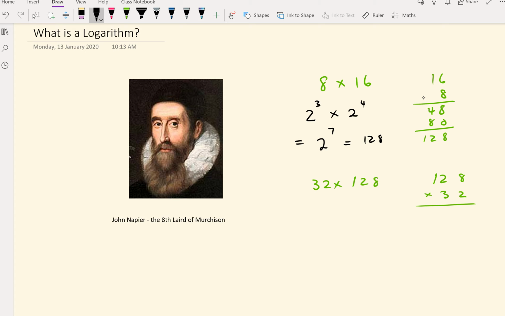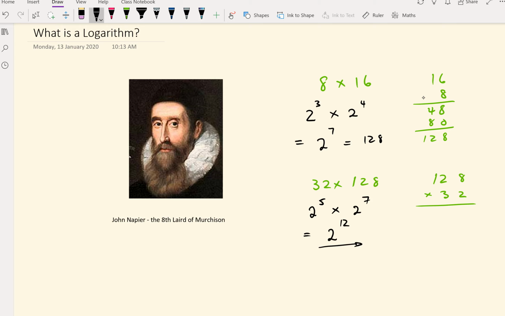So this problem that I have down below could be made a whole lot easier if I think of 32 as 2 to the power 5 times 128, which you've just seen is 2 to the power 7. And when I multiply that together, I'm going to get 2 to the power 12. And so I can come up with an answer that's written as an exponent, 2 to the power of 12.